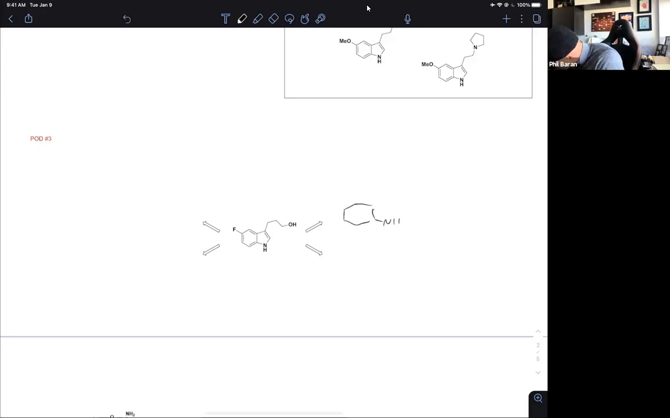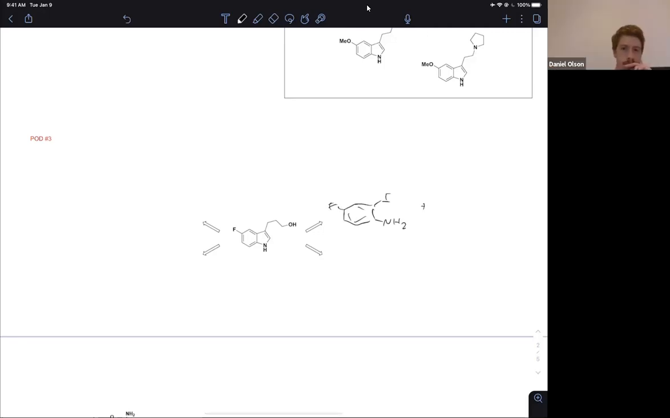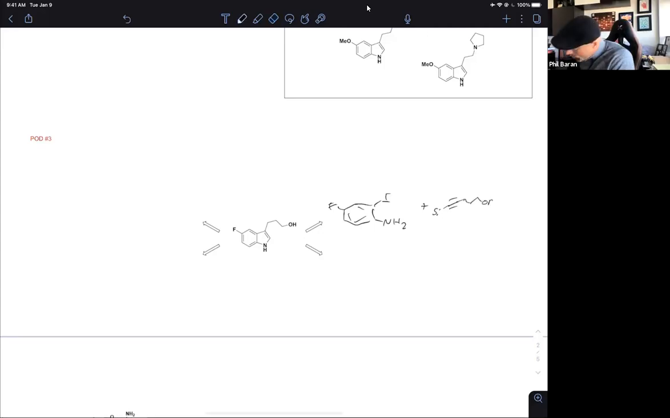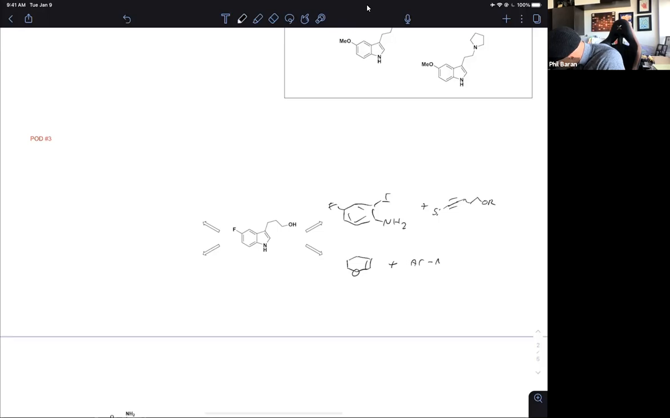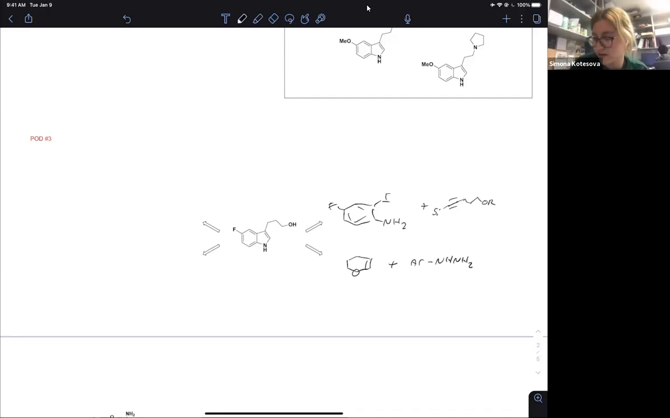Okay, next. Indole synthesis. Sorry, what was the next idea? Fischer indole synthesis, sorry. Next. Did you do a Friedel-Crafts alkylation and then disconnect from like a Bartoli or whichever?